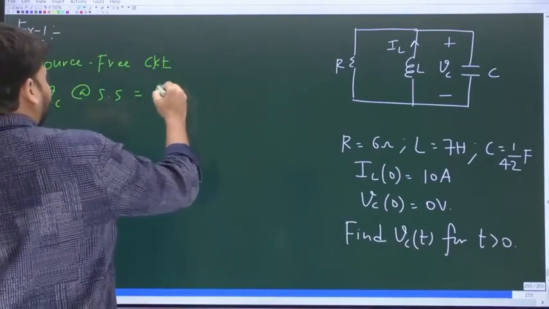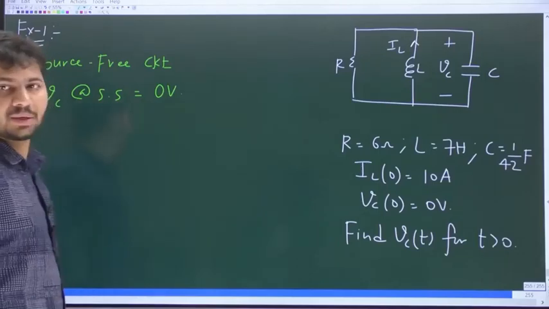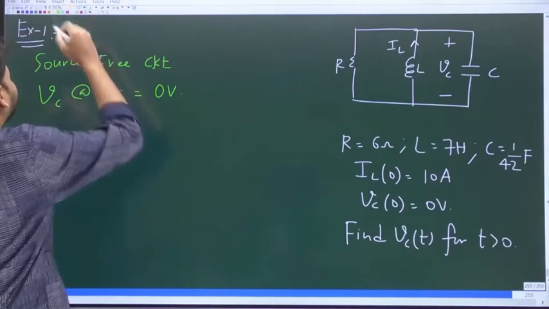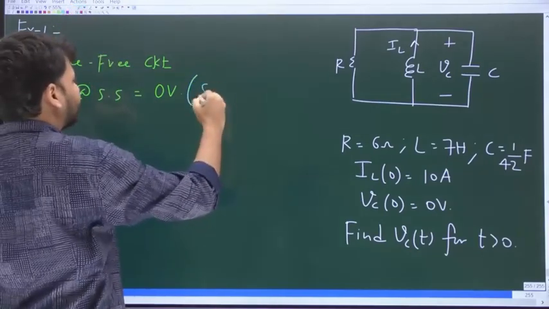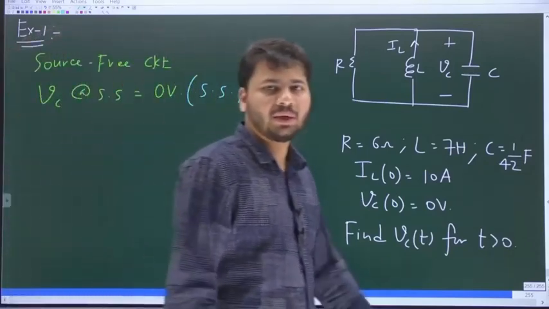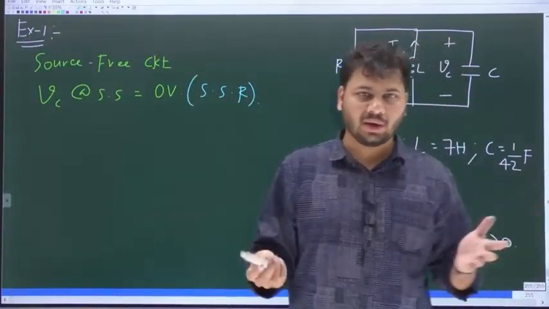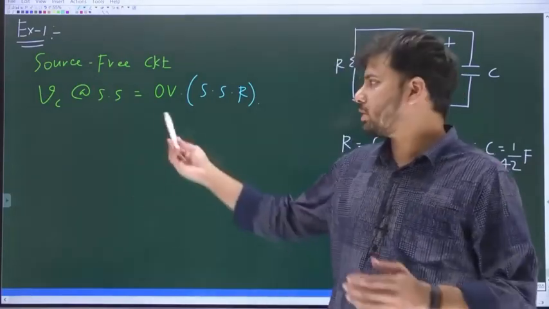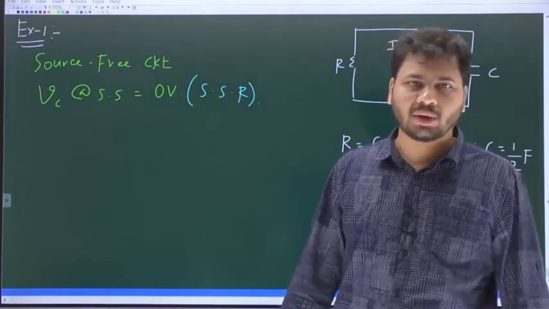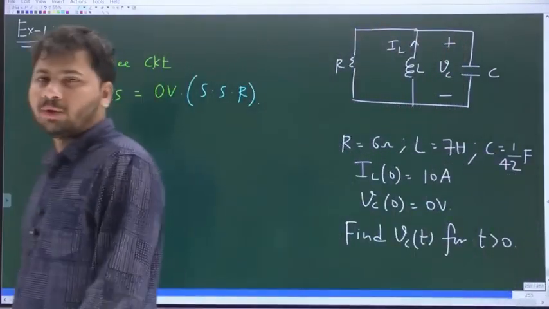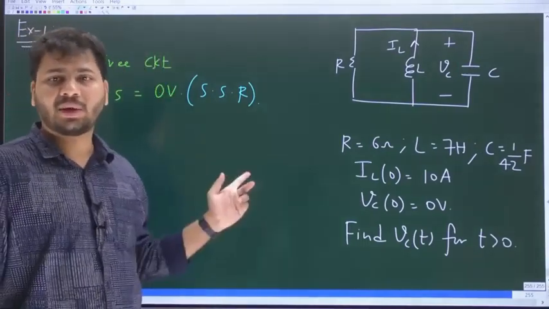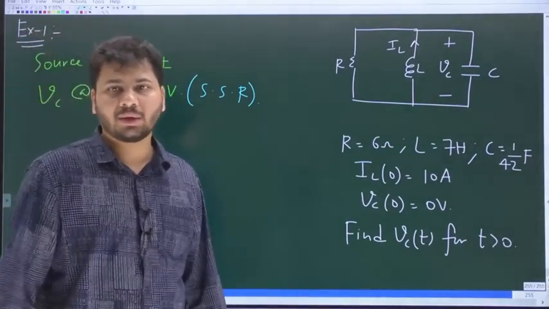So what is Vc at steady state? Because it is source free, directly we can say it is 0. So what is this 0 volts? It is nothing but the steady state response. Steady state response means the value of the voltage or current at steady state. At steady state, the value of Vc is 0. So steady state response is also 0. But the total response will consist of 2 parts. Steady state response plus the natural response.